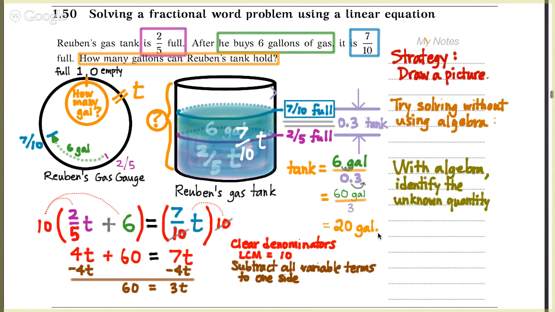So subtracting 4t from the left is going to leave me with just 60. Subtracting 4t and combining like terms on the right will leave me just 3t. So my equation is 60 is equal to 3t, which I can solve using only one step in the reverse order of operations, dividing by 3 to get that 3 off of the t. And the solution that I get is t equals 20.